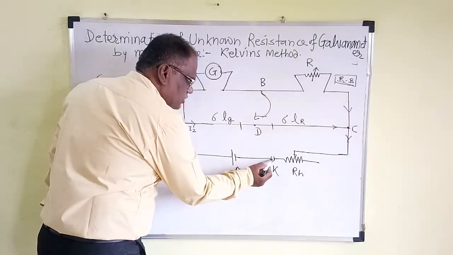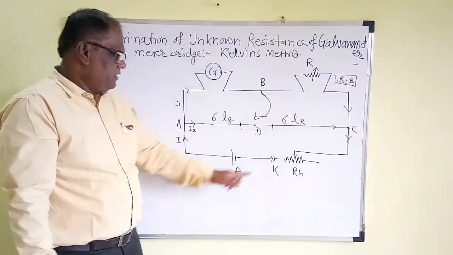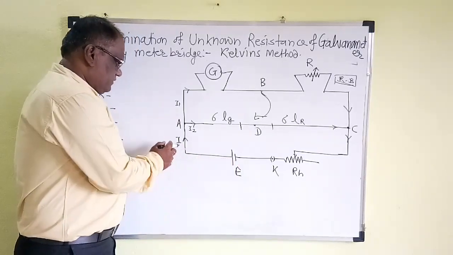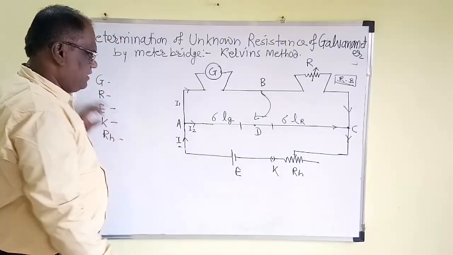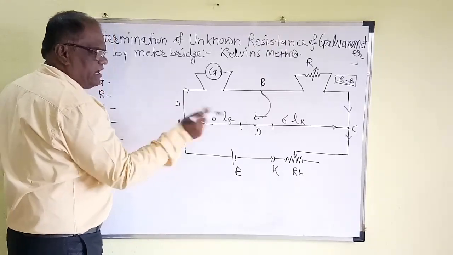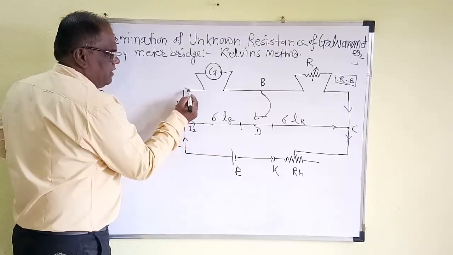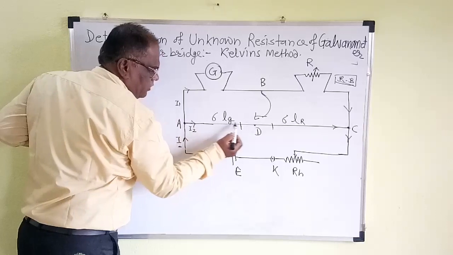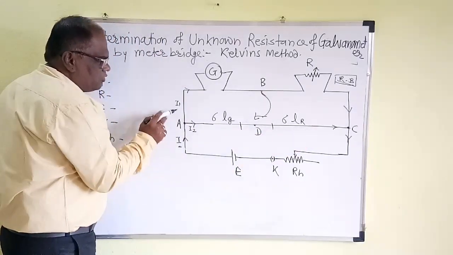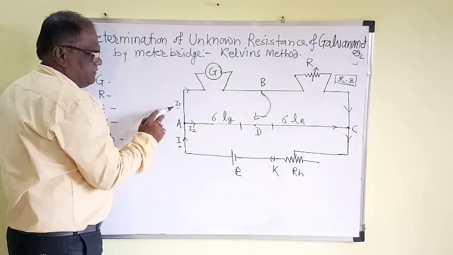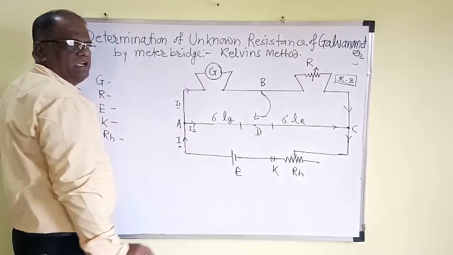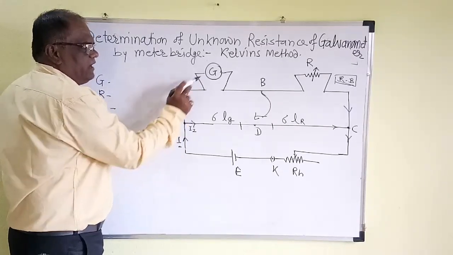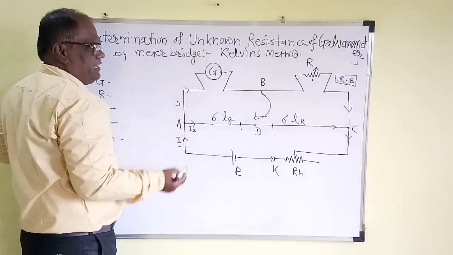Initially when key K is closed, what happened? When key K is closed, the current I is supplied by the EMF E. At this point A, it gets divided into two parts. I1 current flowing through this branch and I2 current flowing through the wire. Now due to this current I1, galvanometer shows deflection because I1 is the current flowing through the galvanometer, and when current flows through the galvanometer it will show deflection.